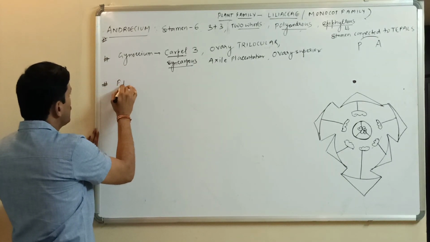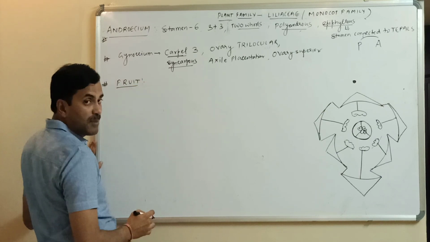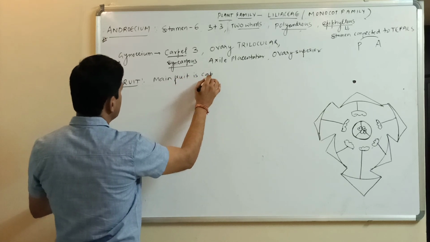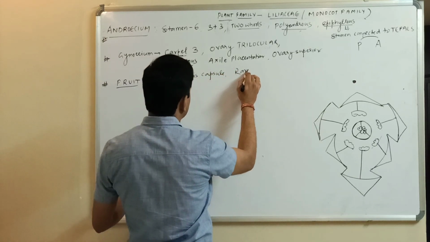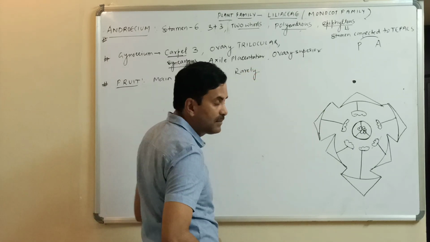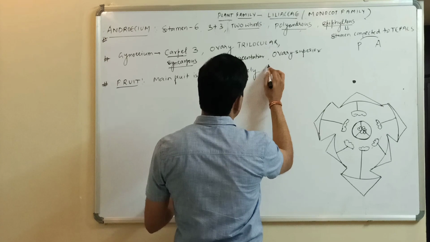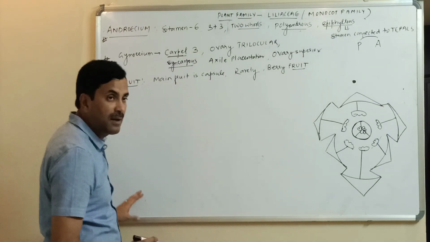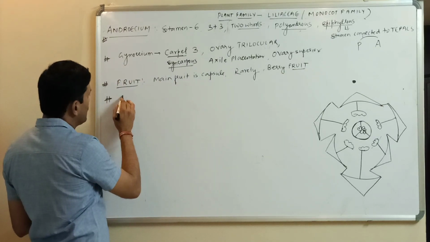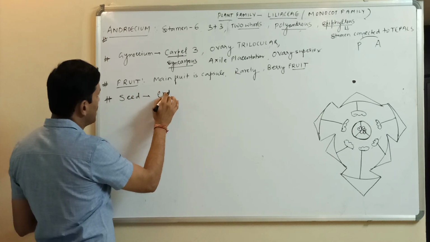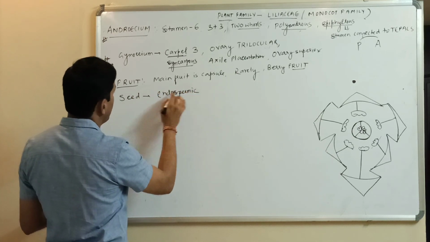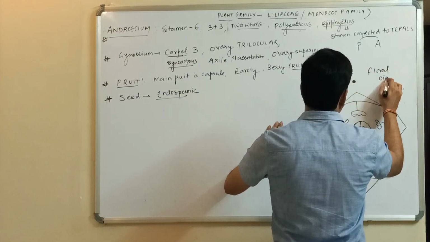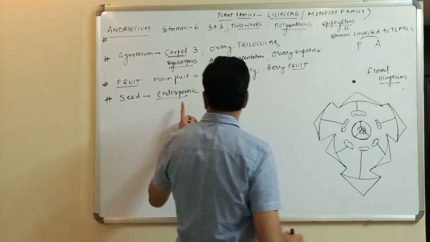After gynoecium comes the fruit. What type of fruit is found in this family? So the main fruit is capsule, but rarely berry fruit is also found. Rarely berry fruit. Clear? After fruit we come to the seed. Seeds are endospermic. Okay, and this is what? The floral diagram, right? And seeds are endospermic.